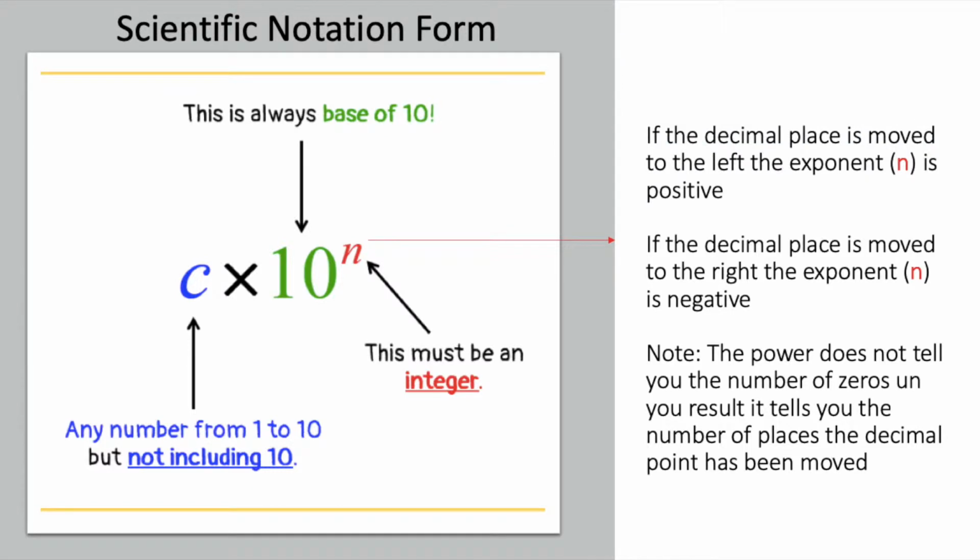If the decimal place is moved to the left, the exponent is positive. Therefore, very large numbers require positive powers of 10. If the decimal place is moved to the right, the exponent is negative. Therefore, very small numbers require negative powers of 10.